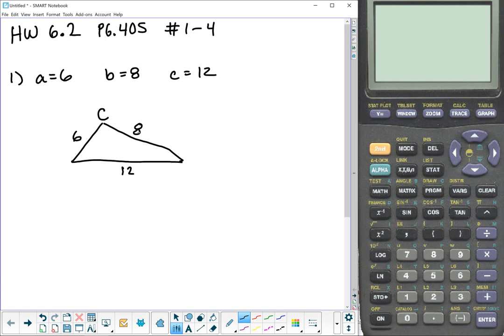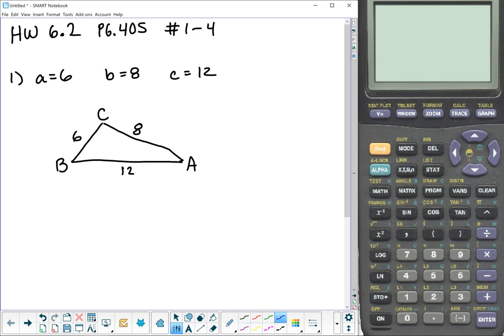So this would be capital C. B is 8, so that means that this would be capital B. And A is 6, so this would be capital A. Our job is to find the missing information. Directions says just solve the triangle, meaning find all the angles and find all the sides. And we have all the sides, we just need all the angles.